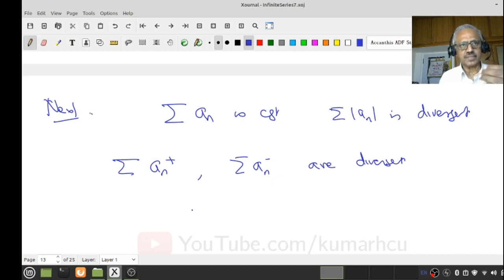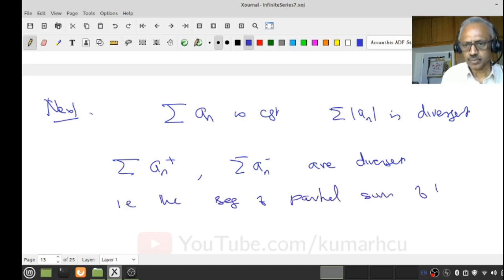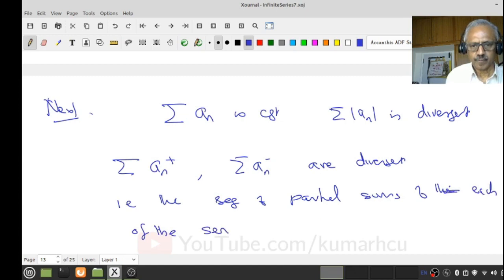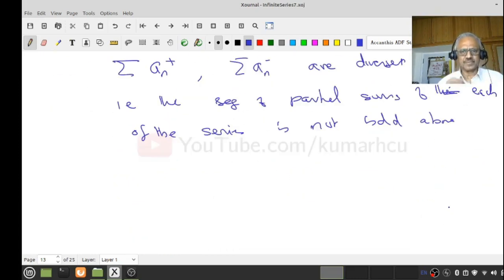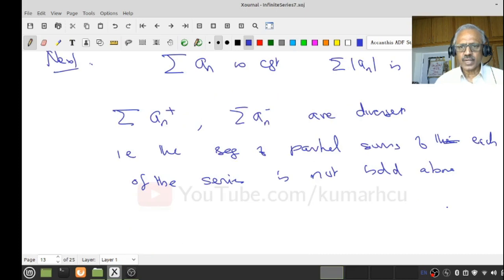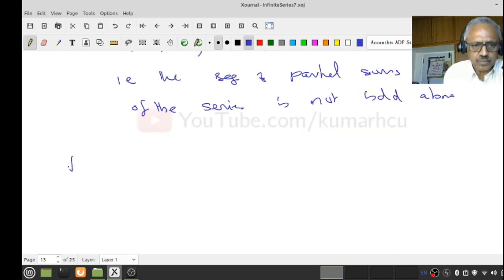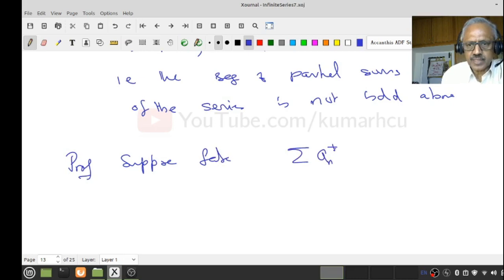If it's not convergent, that is, if it's divergent, what does it mean? The sequence of partial sums of each of the series is not bounded above. I'm just recalling the definition, don't worry. So I want to prove this is divergent. Suppose it's not, suppose false. So without loss of generality, let me assume summation an plus is convergent.